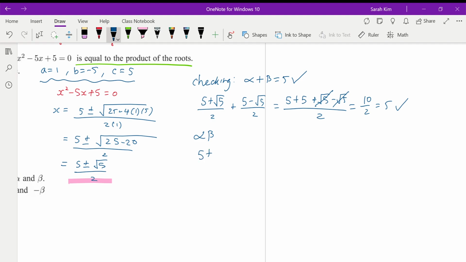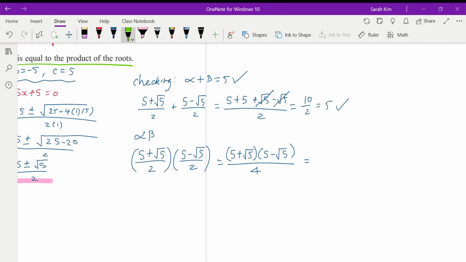So if I times them, I need to times the numerators and the denominators together. So at the top, this is what it would look like. And then the bottom would be 2 times 2, 4. Alright, so let's give this a go. We technically have the pattern a plus b, a minus b, so I can use a squared take b squared as my difference of two squares formula.